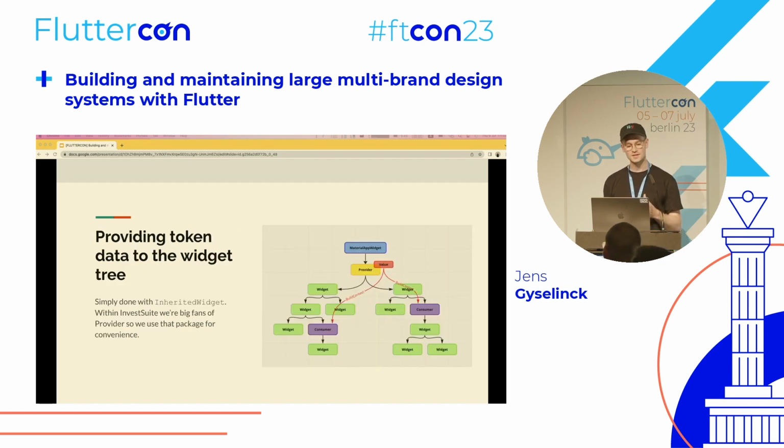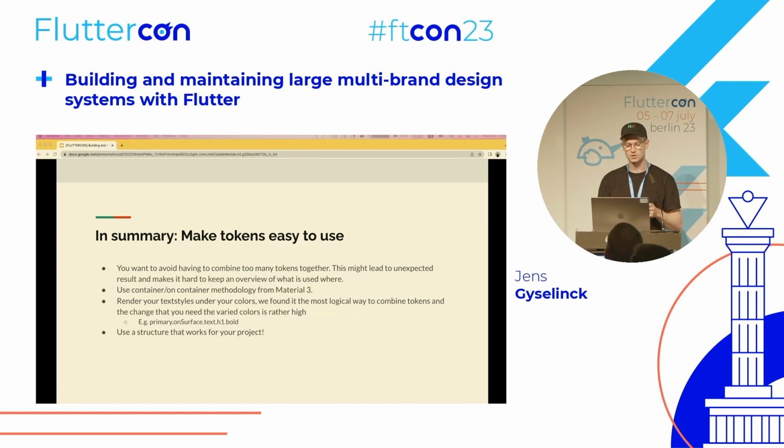Now, how do we provide these tokens to our widget tree? It's simply via inherited widgets. Within InvestSuite, we're big fans of the provider package, so we just use provider to provide our own theme. We don't use Flutter's default theme data, mainly because we don't want to deal with overriding a lot of stuff or accidentally breaking a lot of stuff. We want to have full control over what that theme is and does. So we provide it ourselves via a separate provider to our widget tree.